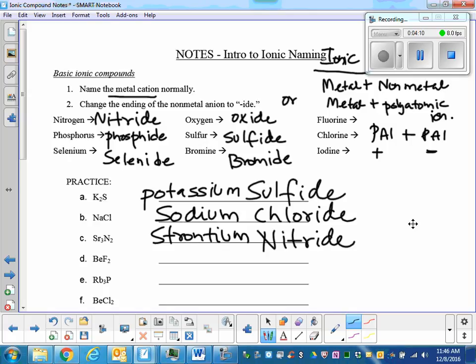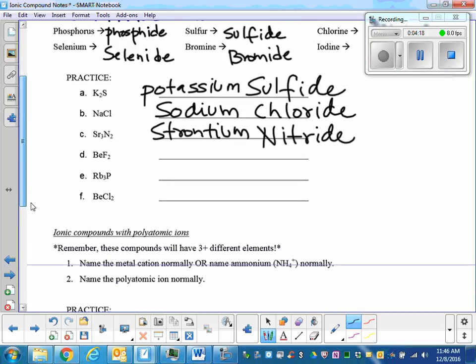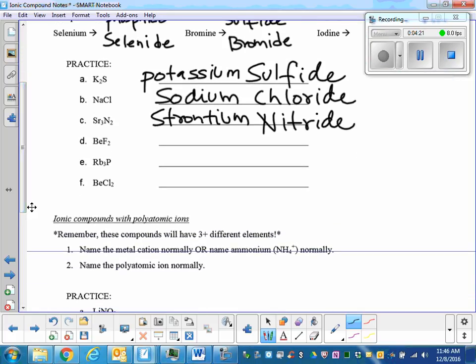Do we understand how ionic compounds are named? Yes. Matthew, what is Be off of the periodic table? Be is number 4, beryllium. And what do you think F will become? Fluoride. All right, Karsten. Rb is number 37. Rubidium.